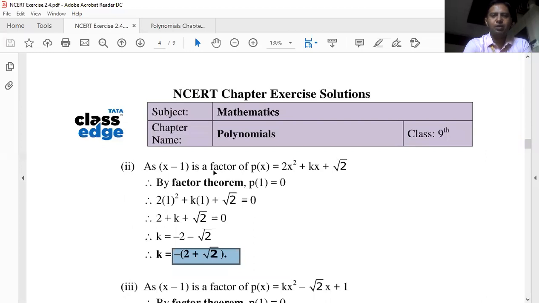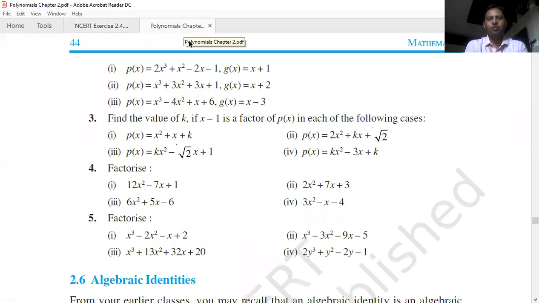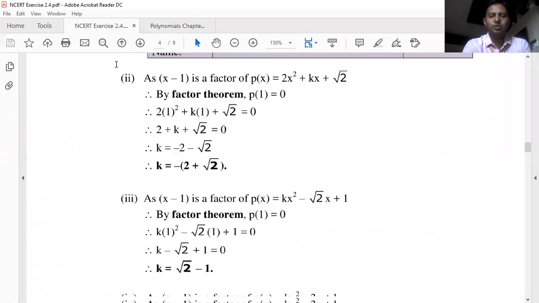Now, the third part of the question. It says kx square minus root 2x plus 1. We need to find the value of k. Kx square minus root 2x plus 1. So by substituting x minus 1 is equal to 0, we'll get x is equal to 1. X is equal to 1, we'll substitute, p of 1 is equal to 0.